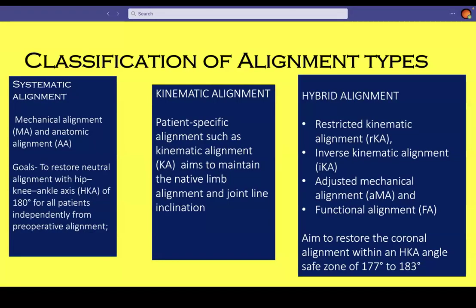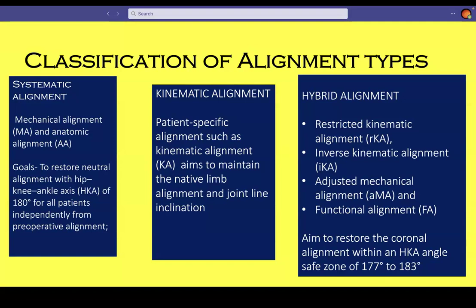So, the classification of alignment types. The alignment types can be classified into three types: the systematic alignment, the kinematic alignment, and the hybrid alignment. The systematic alignment includes mechanical alignment and anatomical alignment. The goal here is to restore the normal alignment with a hip-knee-ankle axis of 180 degrees for all patients, irrespective of the preoperative alignment. Whatever the preoperative HKA, it is restored to neutral alignment.